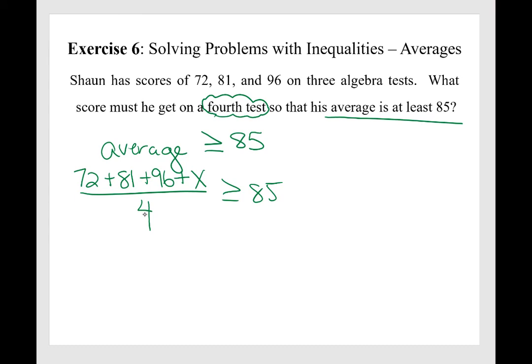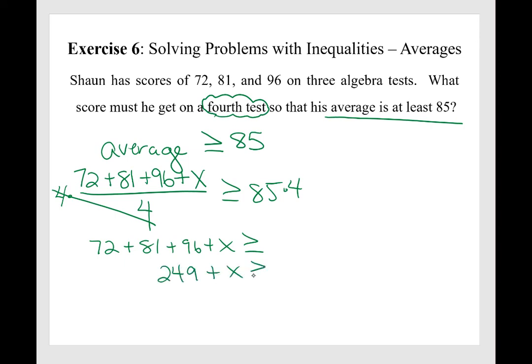All right, so first thing I notice is I have a fraction, so I'm going to multiply both sides by 4 because I want to get rid of any fractions that I have. So I have 72 plus 81 plus 96 plus x. And I'm going to add all those together just to simplify that side a little bit. So 72 plus 81 plus 96 is 249. So I have 249 plus x is greater than or equal to, and then on this side, I'm going to take 85 times 4, which is 340. And then the only thing I have to do to get the x completely by itself is to subtract 249 from both sides. So I get x is greater than or equal to 91.